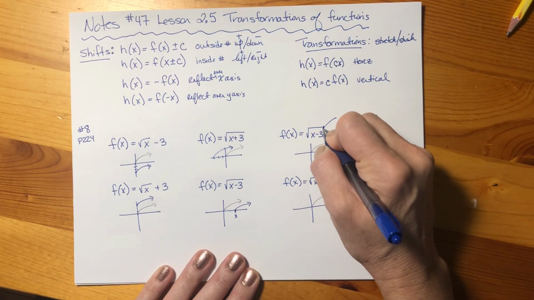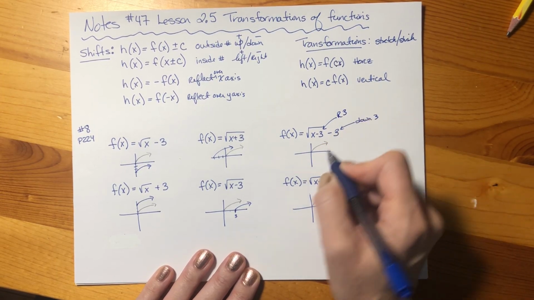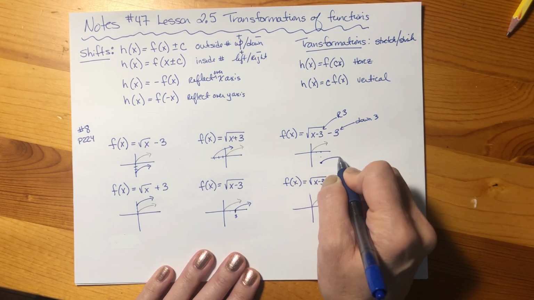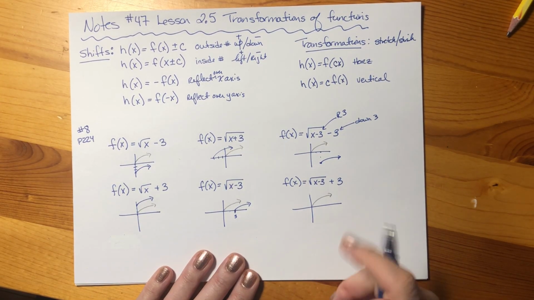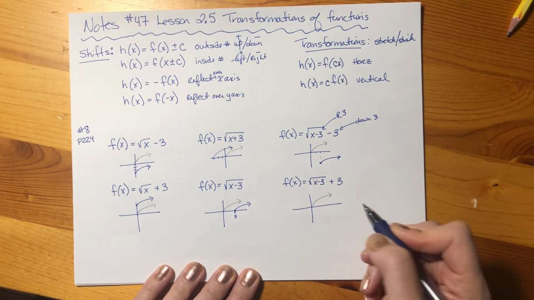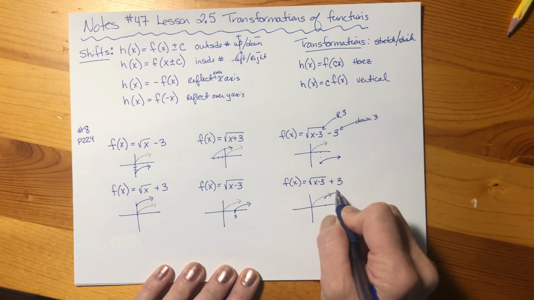The inside minus 3 is going to move it to the right 3. So I'm moving over 1, 2, 3, and then down 3. So it's really putting these two motions together. Same thing over here, except this time I've got a positive 3. So I'm going to move it to the right 3 and up 3. So there's my function there.